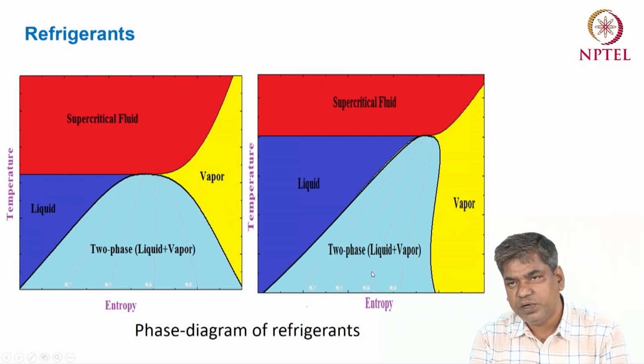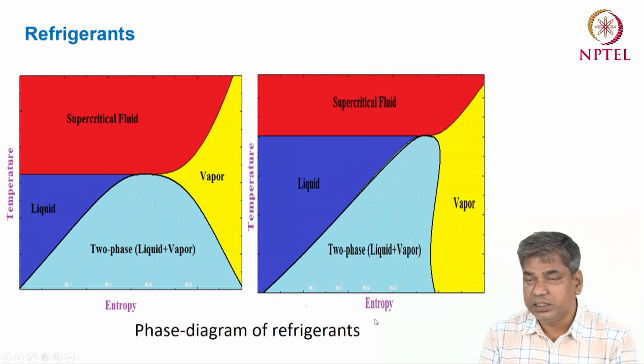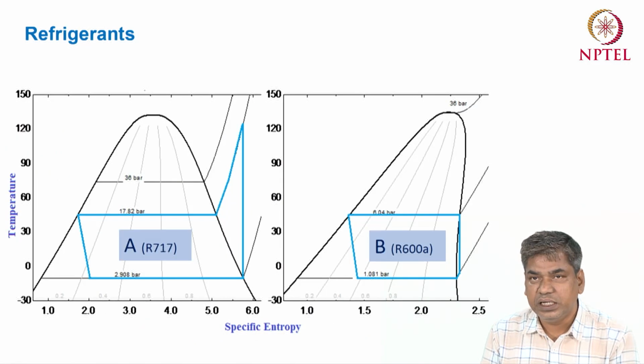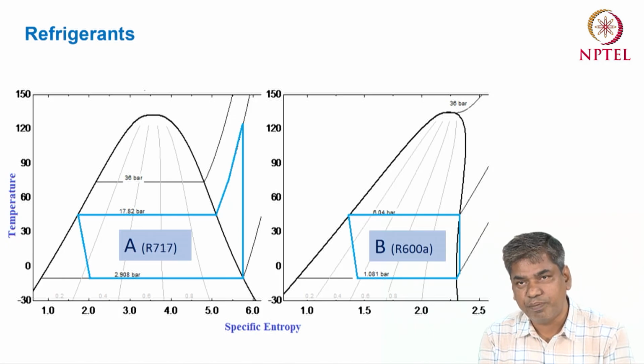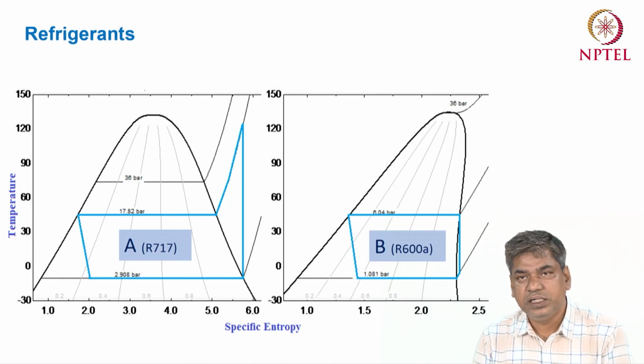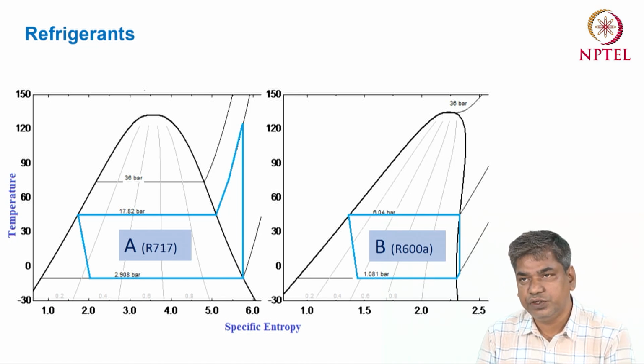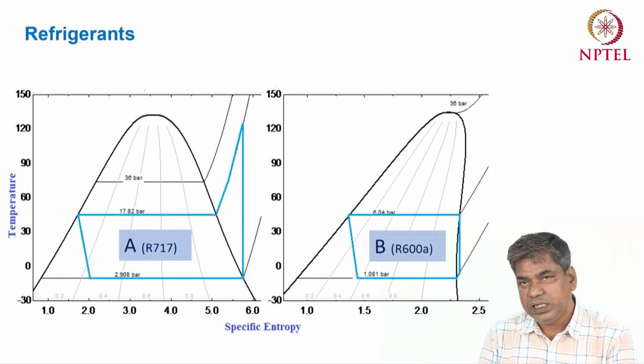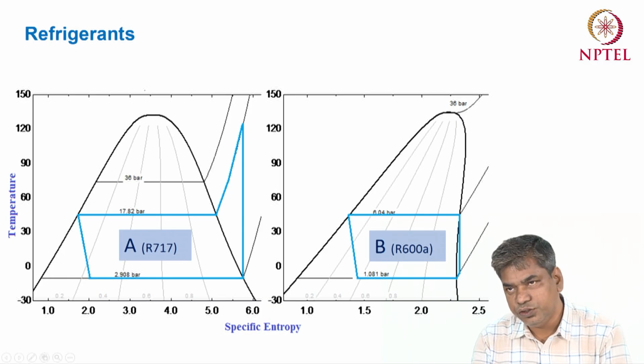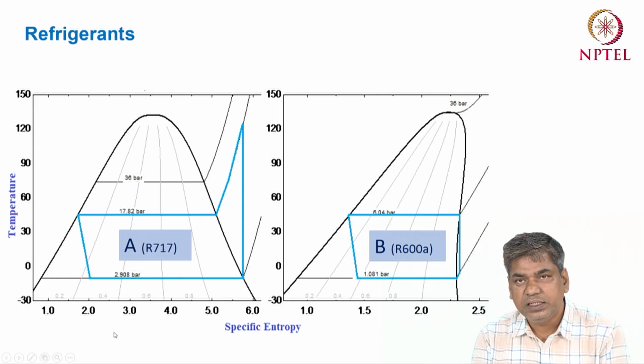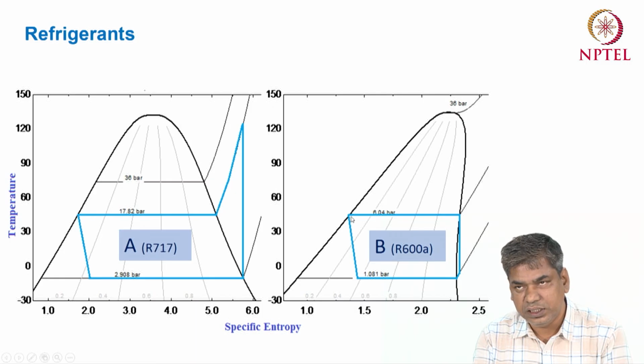So what is the difference in terms of the processes? We can see that in the next slide. Let's say you draw the vapor compression cycle for ammonia and also for isobutane. In both cases, you will see that for the expansion process, the outlet of the condenser is the saturated liquid, and if you expand, that expansion process is basically an isenthalpic process. So after the expansion, it comes in a two-phase zone for both cases.